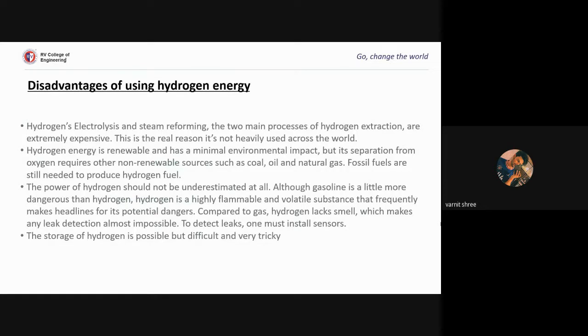And hydrogen, like any other thing, has its cons. Hydrogen extraction is extremely expensive, and the separation also requires the burning of coal or oil, which has carbon emissions to add to that of hydrogen. And it's very difficult to store hydrogen and to detect leaks. We have to ensure sensors, which can be faulty and not reliable, and cause leakage. To summarize, hydrogen storage is possible, but we need to be careful.